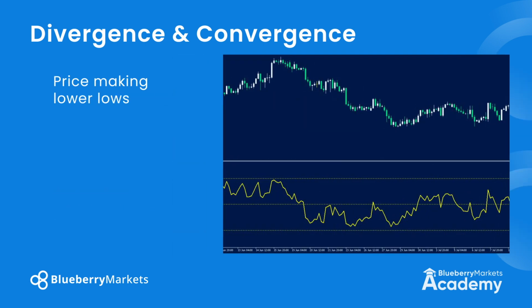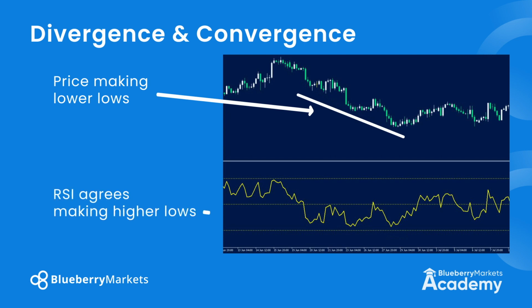An example of convergence is when price agrees with the oscillator. So price is making lower lows through here. The oscillator also agrees with price, making lower lows. Really good for potential trend continuation.